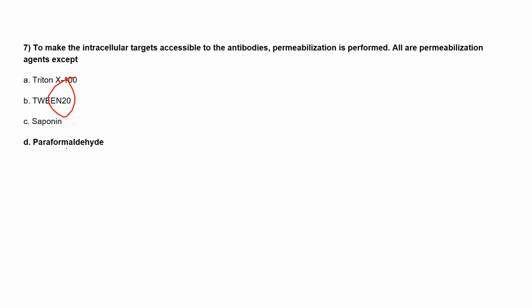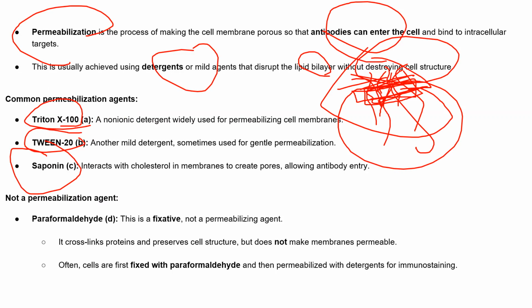So in the options, three detergents are already there. Paraformaldehyde is the different one, this is a fixative. What is Triton X-100? It is a non-ionic detergent, normally used for permeabilizing the cell membrane. Tween 20 is also a mild detergent, you can check, sometimes it's used for gentle permeabilization. Saponin is a detergent which interacts with the cholesterol in the membrane. So cholesterol is also present in the membrane other than the lipids. Saponin makes the pores by interacting with it, which allows the antibody entry.